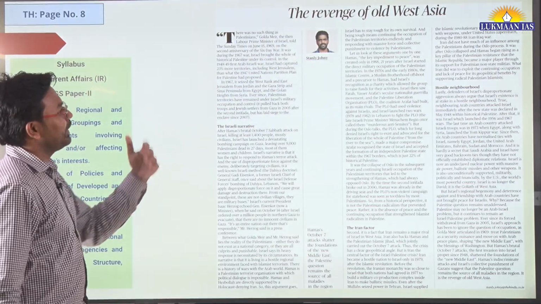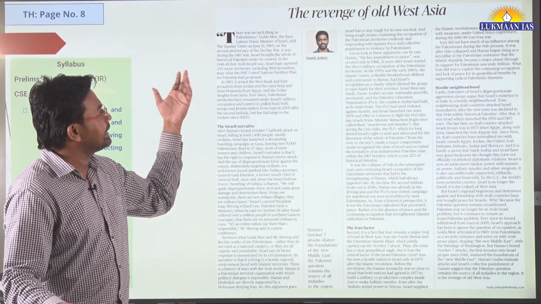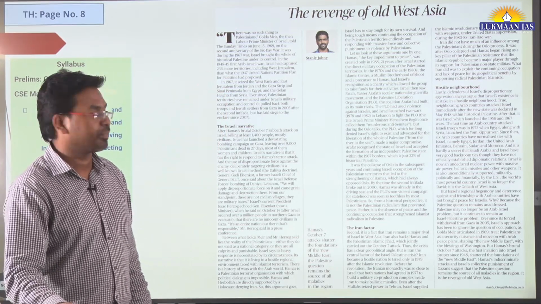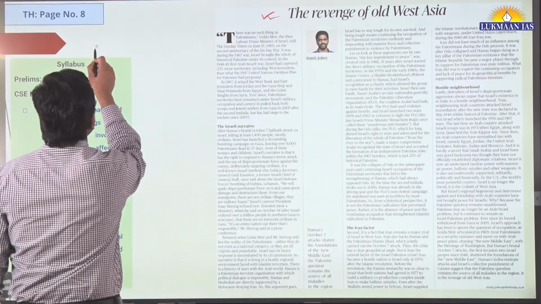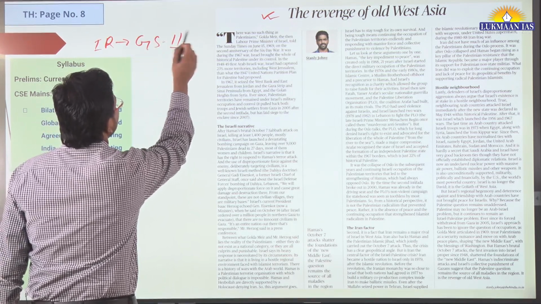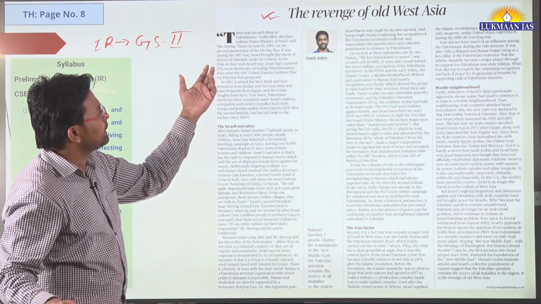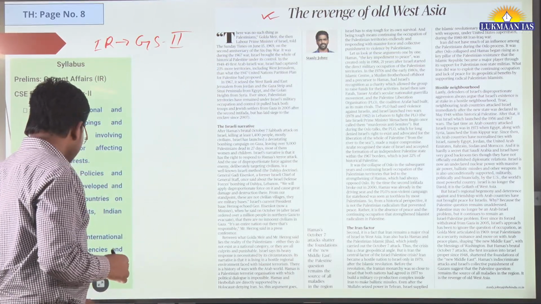So now let us look into the first topic. This topic is important. It says the revenge of old West Asia. This is a very important topic. It's important under international relations. It is part of GS paper 2. Name of the topic is the revenge of old West Asia. So we are going to discuss this topic in detail.